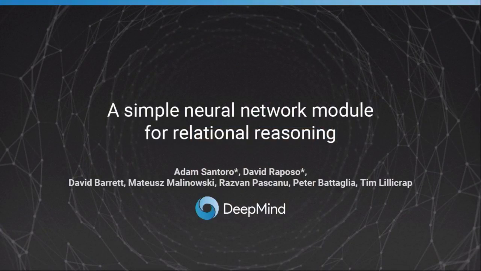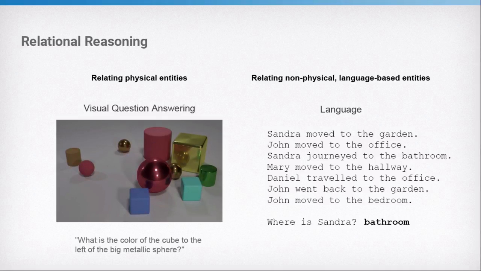Hello, everyone. I'm going to present some work on developing a simple neural network module for relational reasoning. Relational reasoning is a core component of many of the problems that we'd like to address in machine learning. Consider the left-hand side, on visual question answering. We may want to, for example, relate the attributes of certain physical objects in a scene to answer questions such as, what is the color of the cube to the left of the big metallic sphere? Or we may even want to relate non-physical entities, such as sentences, in order to answer a question about a short story.